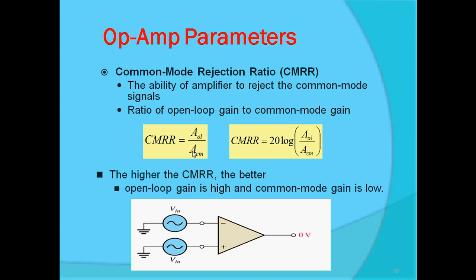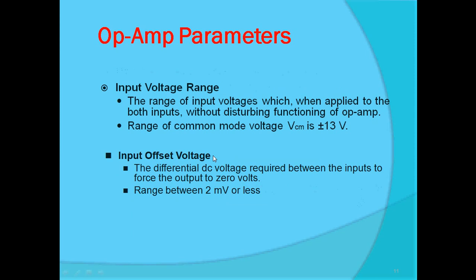So we represent this common mode rejection ratio in decibels. That is 20 log AOL by ACM, and it is very high. The higher the CMRR, the better for an operational amplifier. So open loop gain is high but common mode gain is low, so CMRR is higher.